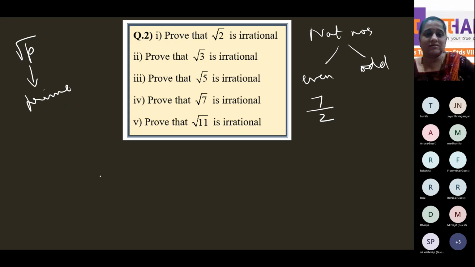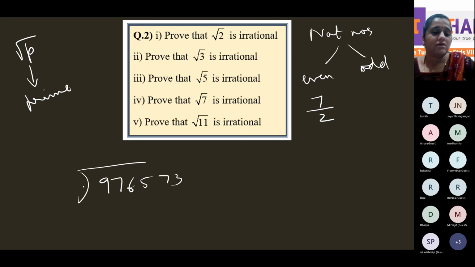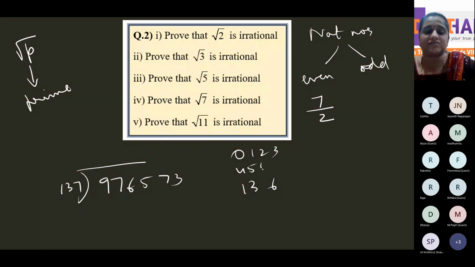You cannot get 2 as a remainder, right? When you're dividing some number by 137, the maximum remainder you can get is 136. You can get 0, 1, 2, 3, 4, 5, 6, 7, 8 as a remainder. The remainder can be anything but less than the divisor. The divisor is 137, so the remainder cannot be 137 or more than 137. The remainder can be maximum 136.